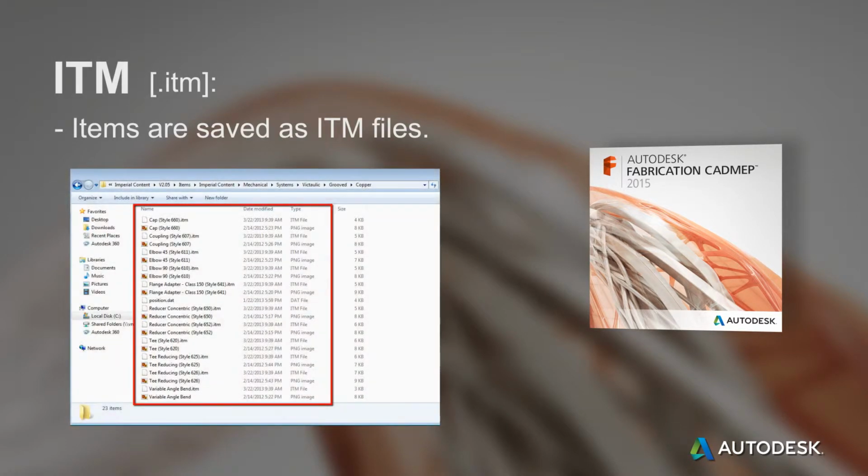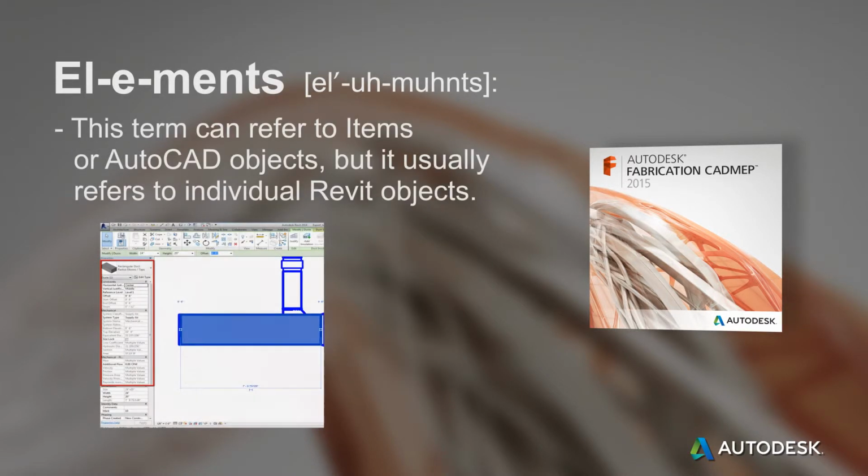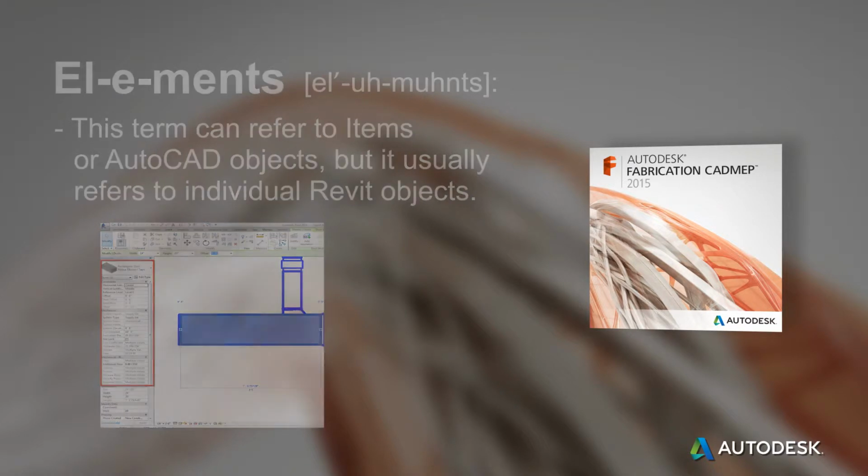ITM. Items are saved as ITM files. ITM files are used by Fabrication CADmep, estmep, and CamDuct. Elements. This term can refer to items or AutoCAD objects, but it usually refers to individual Revit objects.